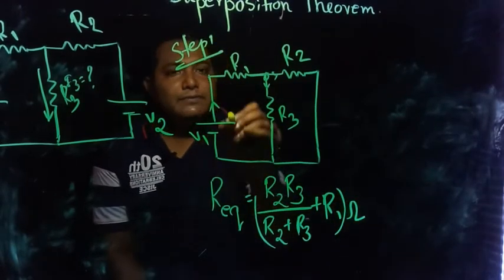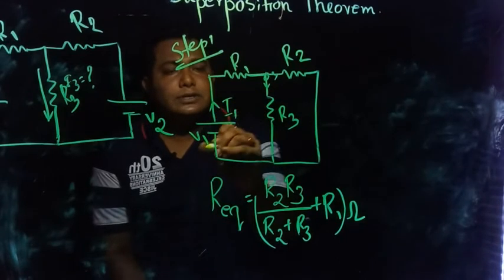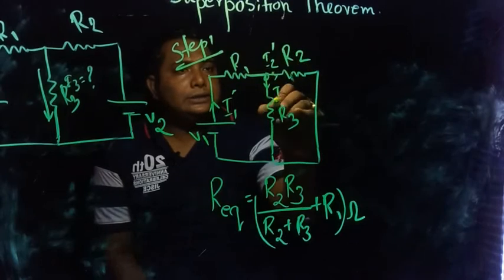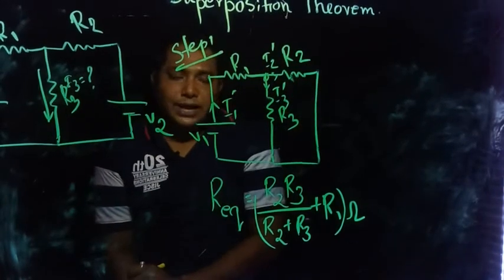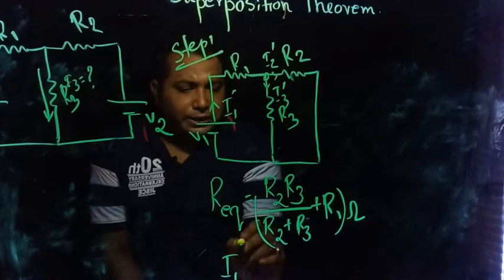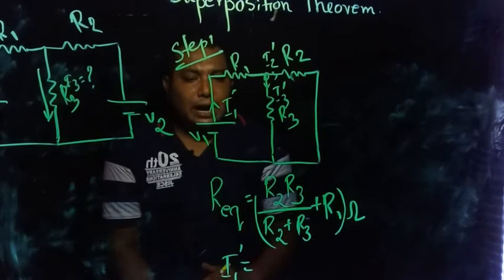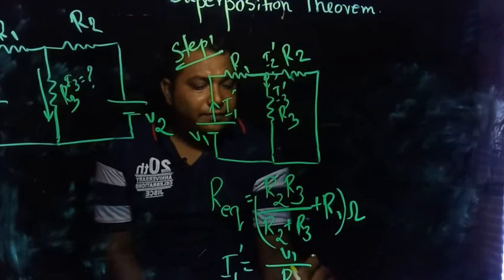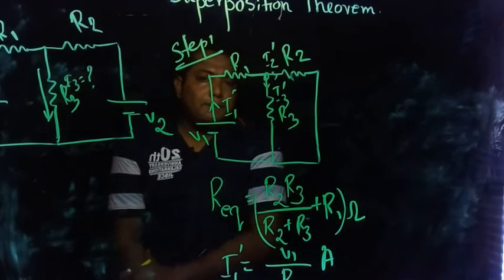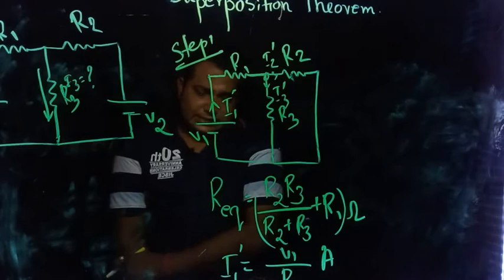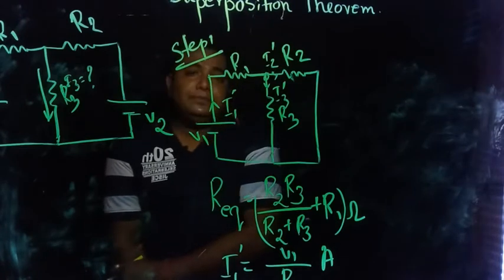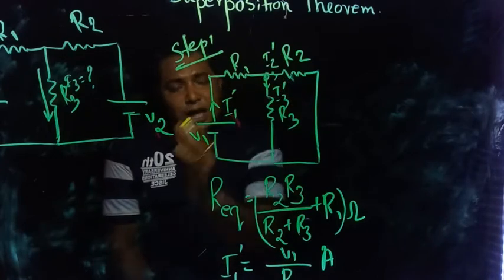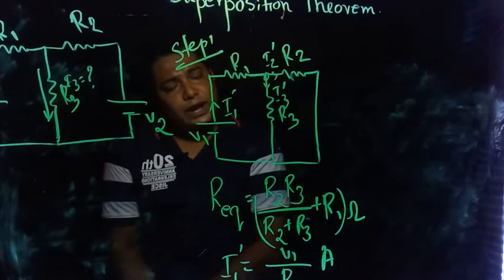Now, for simplicity, let us give names: this is I1 bar, this is I2 bar, this is I3 bar. So I1 bar is V1 by R equivalent, in amperes. Now this I1 bar current is dividing into these two sections, so we can apply the current division rule to find the result.